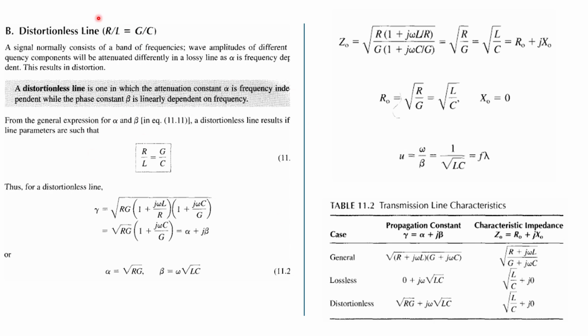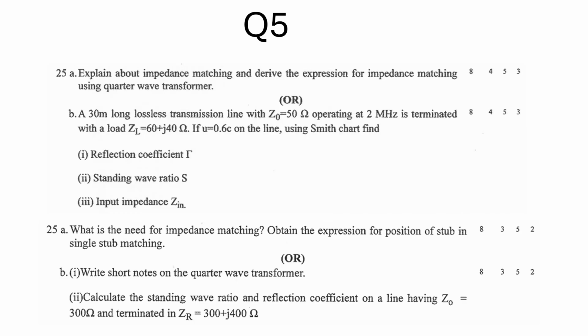For distortionless, R by L is equal to G by C. This is the important condition, and put the same values and get the values of alpha and beta. Right, here is the summary. So these are the three different conditions we have discussed.